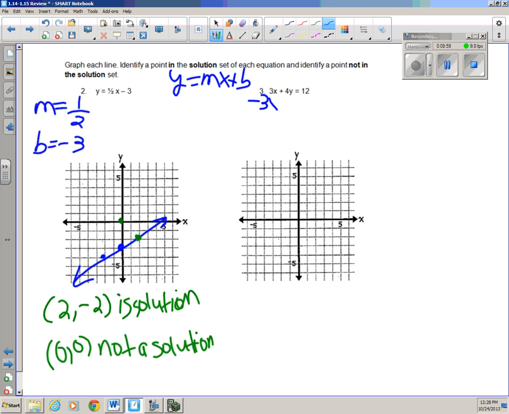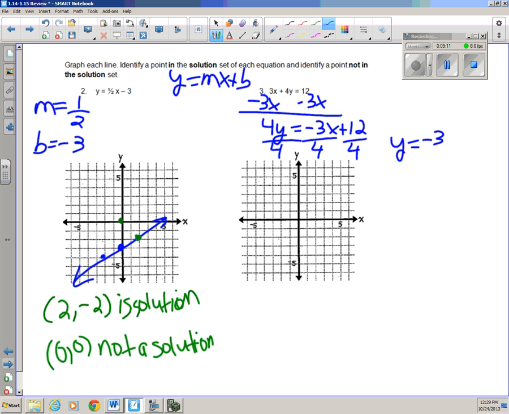Let's try this guy. I've got to subtract 3x on both sides. 4y equals -3x plus 12. Divide by 4, divide by 4, divide by 4. y equals -3/4 x plus 3. That's what I'm going to graph. I know that my y-intercept is 3. From there, my slope is negative. Down 3, to the right 4, plot my point. Or up 3, to the left 4, plot my point.